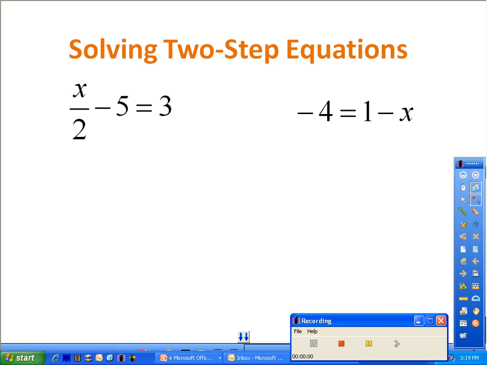Yesterday we learned how to solve two-step equations. We talked about that the first thing you need to do is deal with the adding or subtracting, and then you deal with the multiplying and dividing, the reverse order of the order of operations. So if we look at the problem on the left, we have x divided by 2 minus 5 equals 3.